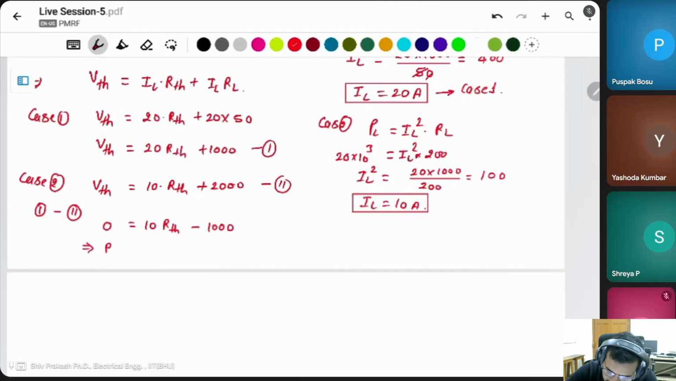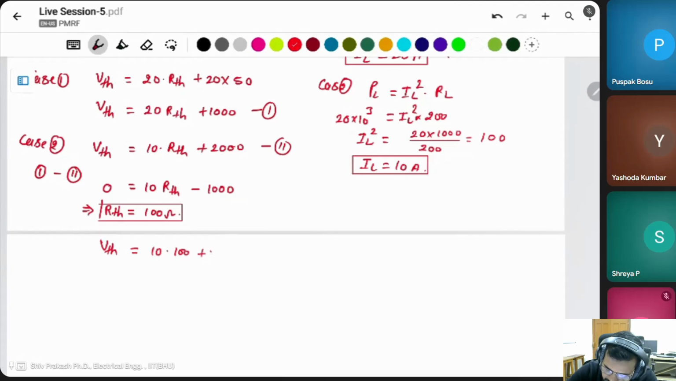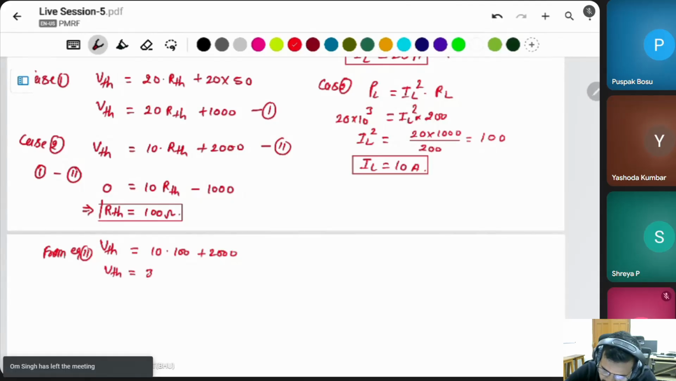Then what is the RTH? RTH is equal to 100 ohm. Then put the value of RTH in any equation and we will get the value of VTH. 10 into 100 plus 200, in equation number two. Then the VTH is equal to 3000 volt.